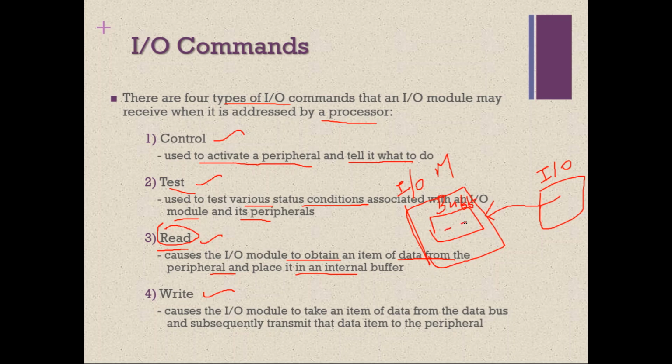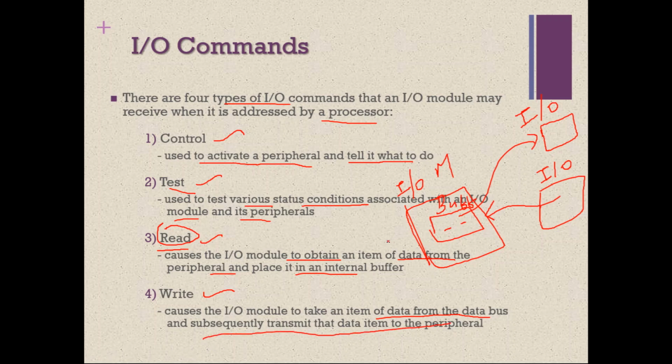Okay, right? The write command will do the reverse. The IO module will write the content of the buffer to the respective IO device. If it is some other IO device, it will write. It causes the IO module to take an item of data from the data bus and subsequently transmit the data to the peripheral.